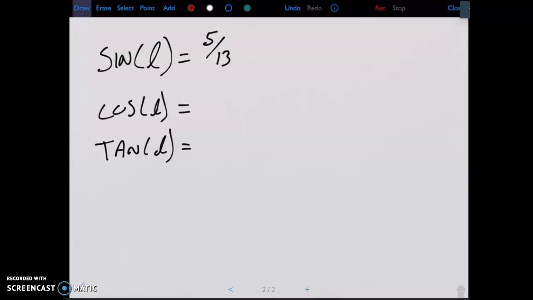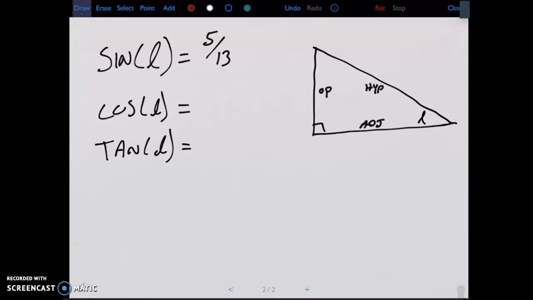Okay, my advice to you for this one is you need to draw a picture, right? So I'm going to draw a right triangle. And I know I need to pick an angle, so you can pick whatever angle you want. I'm just going to pick this angle. It doesn't matter which angle you pick. So I know the sine is going to be 5 over 13. And remember, this is the opposite side, this is the adjacent side, and this is the hypotenuse.